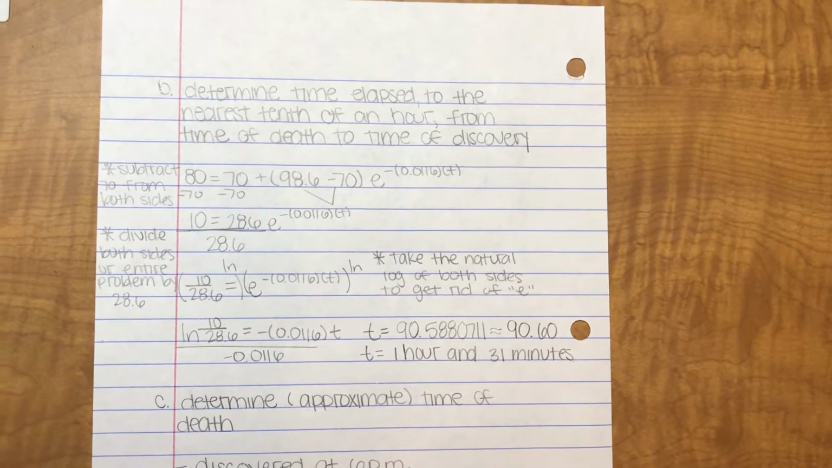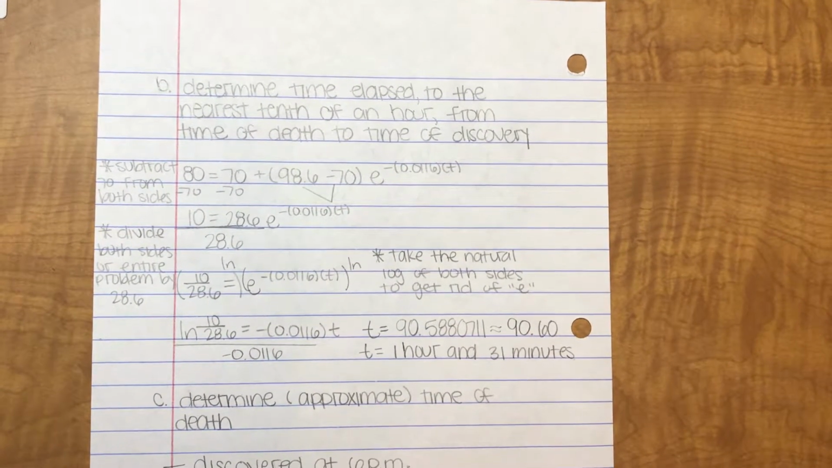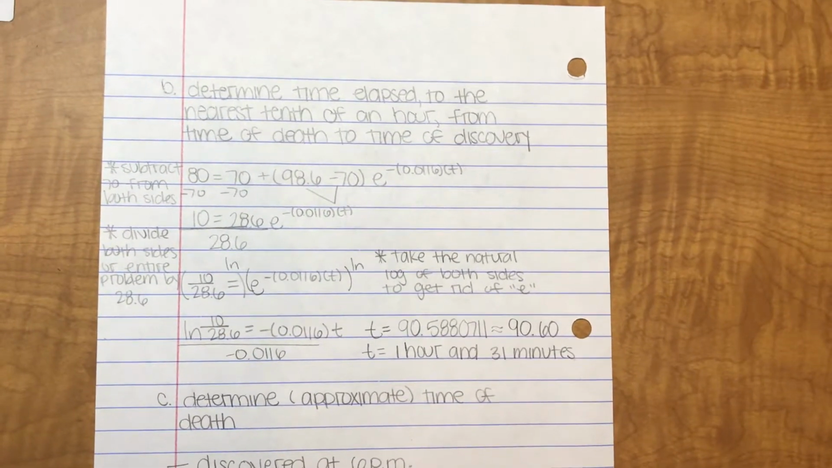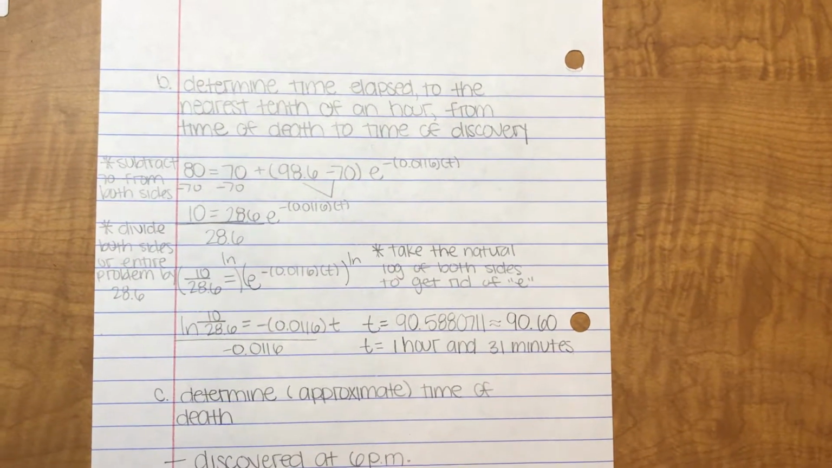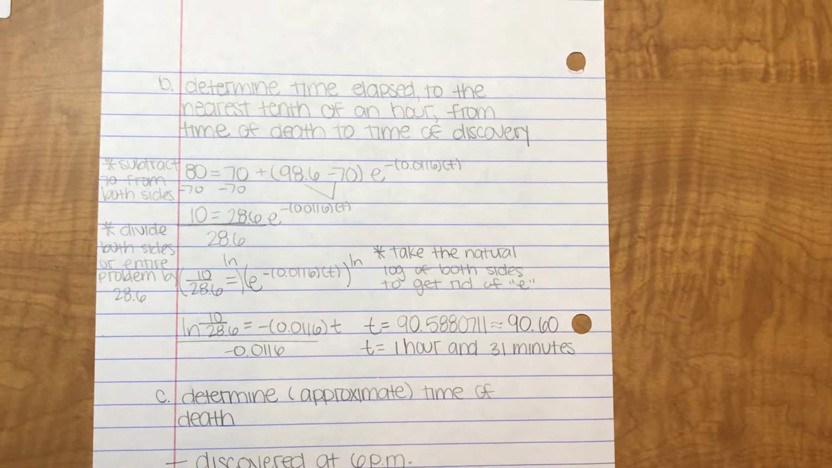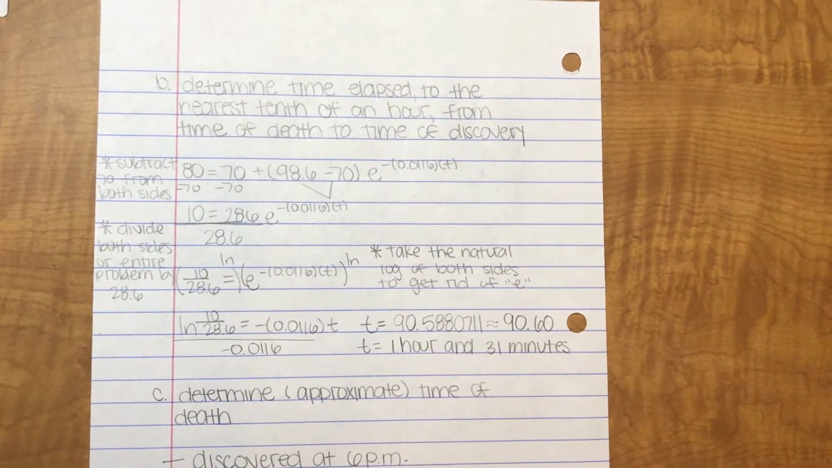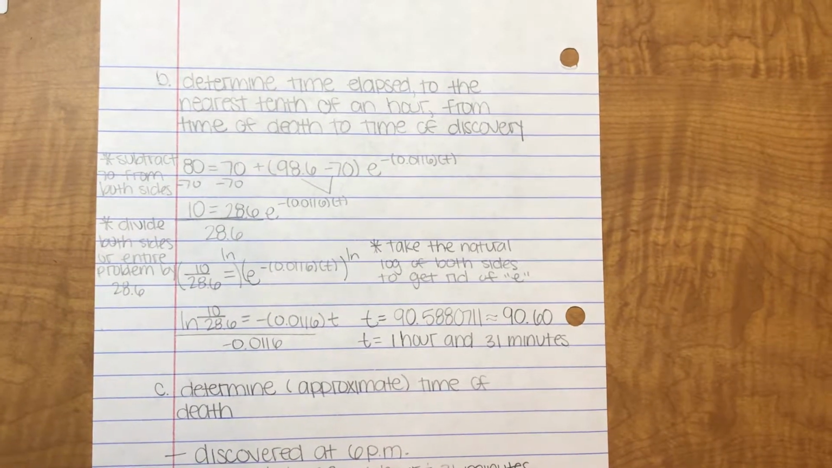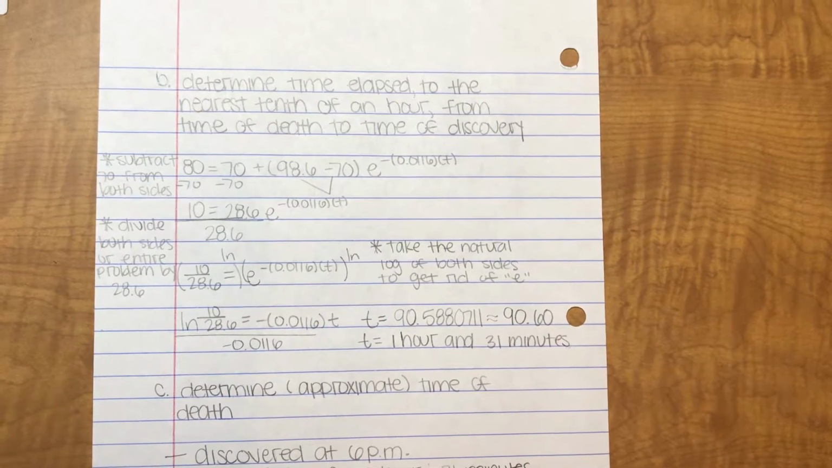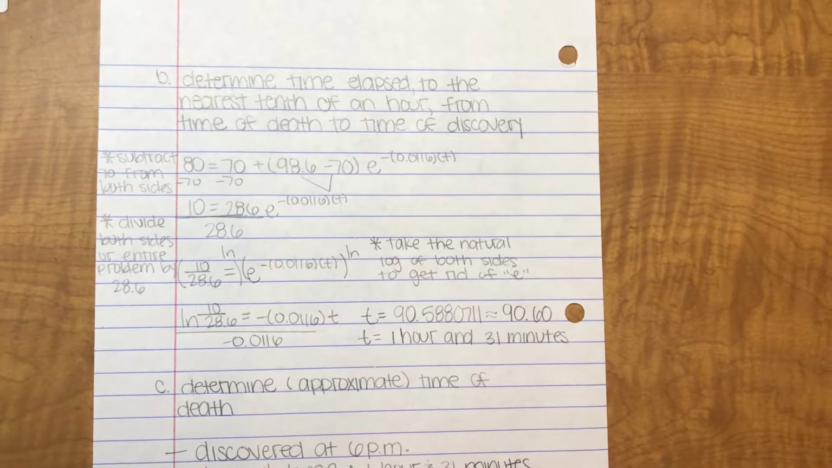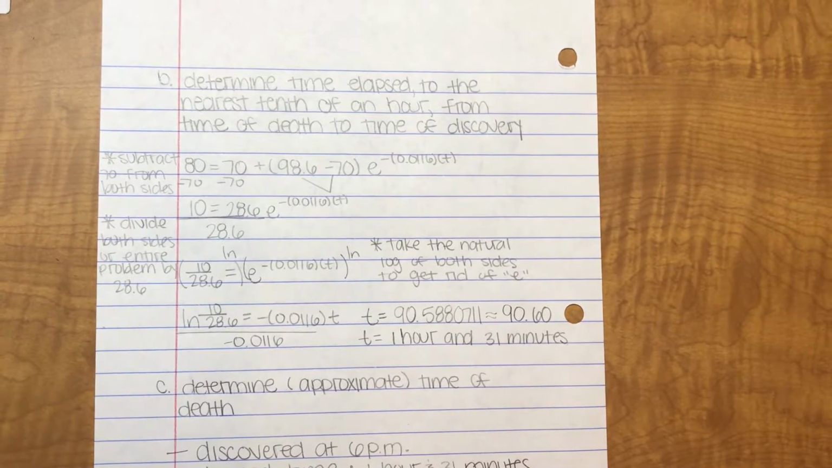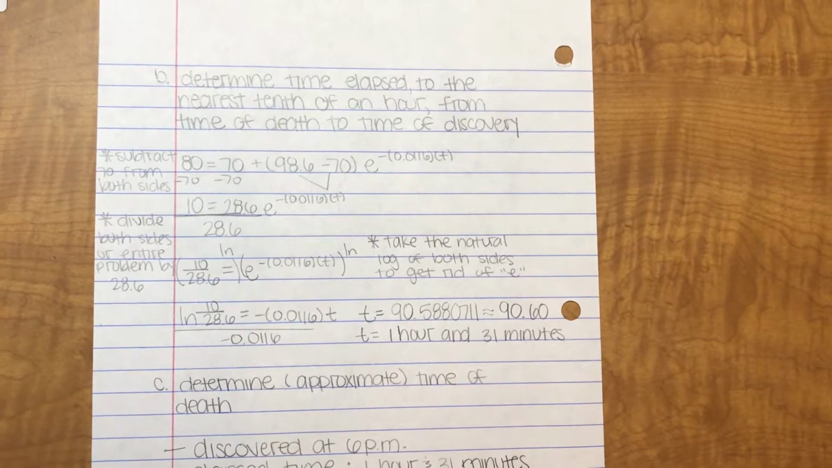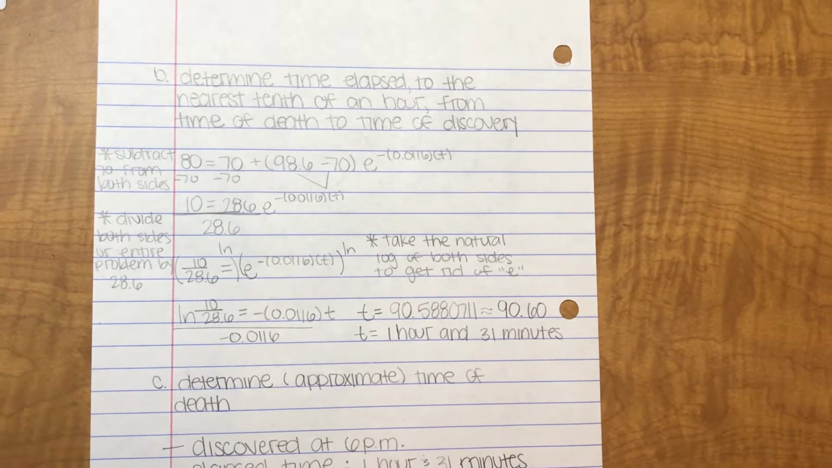0.0116 times t. Like in the last problem, you subtract 70 from both sides, and you do what is in the parenthesis, which will give you 10 is equal to 28.6 times e to the power of negative 0.0116 times t. Again, you will divide to get e by itself, which will give you 10 over 28.6 is equal to e to the power of negative 0.0116 times t.